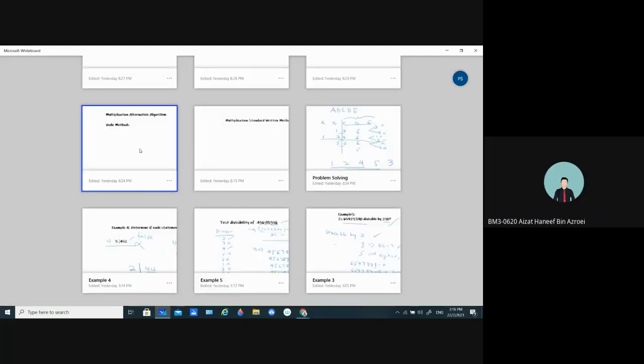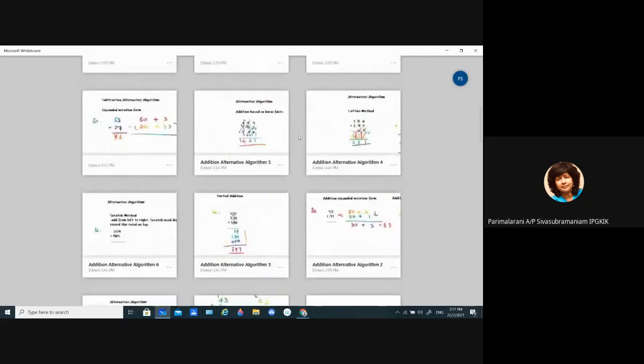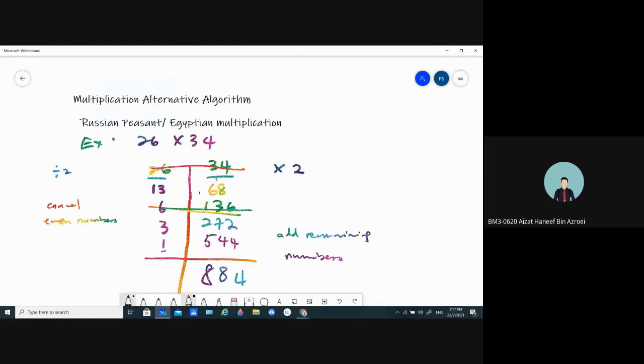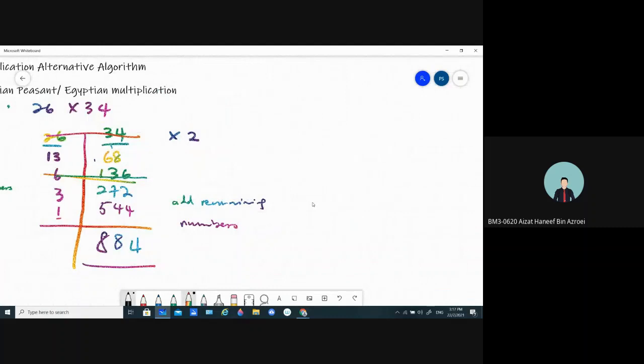Madam, do we cancel the even numbers only on the left-hand side? Yes. You look at the left-hand side and cancel the whole row. And the answer is counted only from the right-hand side? Yes, correct, for the answer.